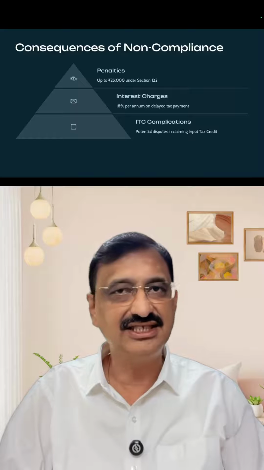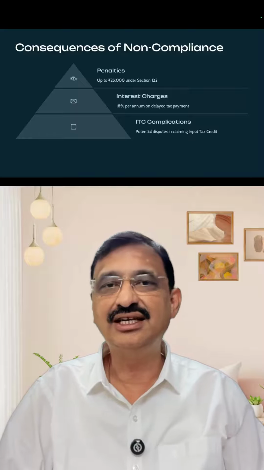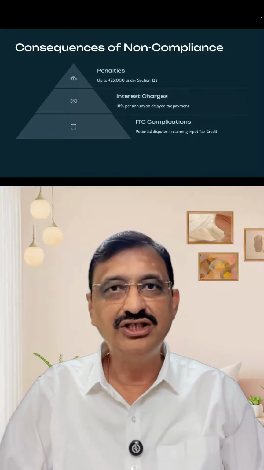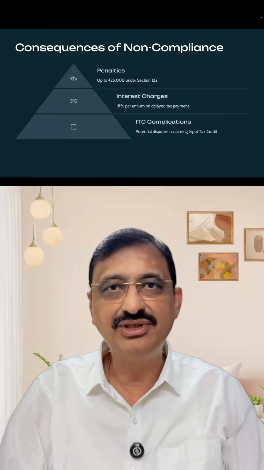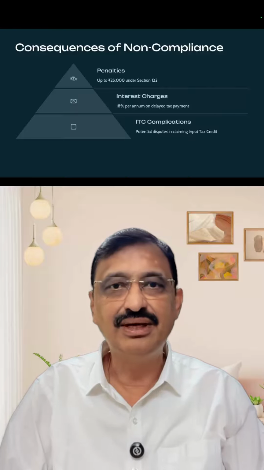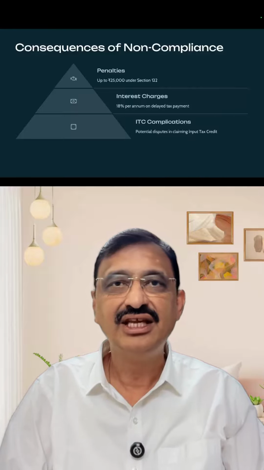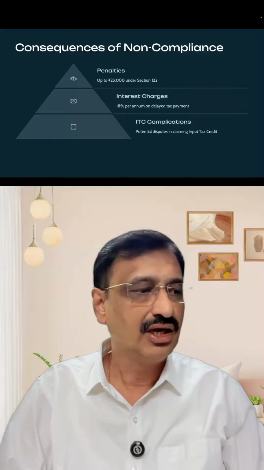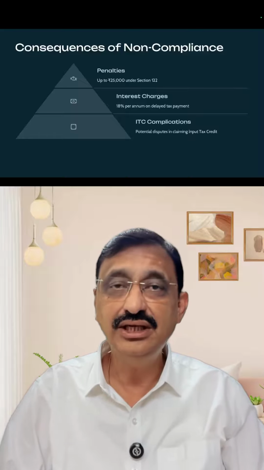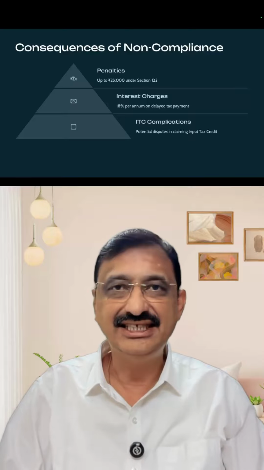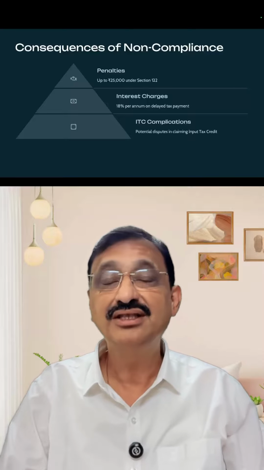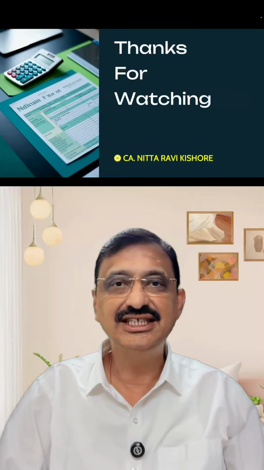If self-invoice is not issued, penalty under section 122 can be levied, that will be up to 25,000 under CGST and up to 25,000 under SGST. If self-invoice is not issued and the payment of tax of RCM is not made, then the recipient will be liable to pay interest at the rate of 18% per annum, and also the tax authorities may deny the ITC, quoting Rule 36 of the CGST Rules.